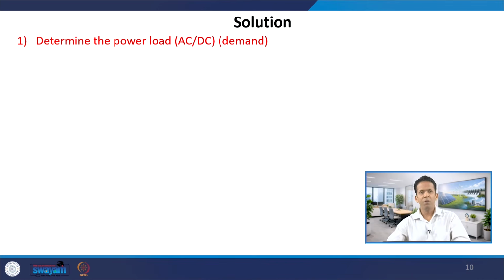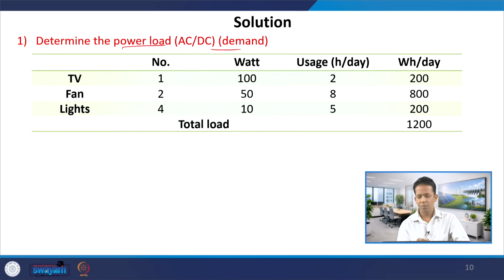In solution, first step would be determining the power load or the demand. That's the first step. So that table is given to us. Based on that table, we can find total load. There was one TV of 100 watt, usage is 2 hours per day. So total usage would be 100 into 2, it is 200. For 2 fans, it will be 2 into 50 into 8, it is 800. And for 4 lights, 4 into 10 into 5, 200. So if we add these watt hours per day, this is 1200 watt hour per day, that is the power load.